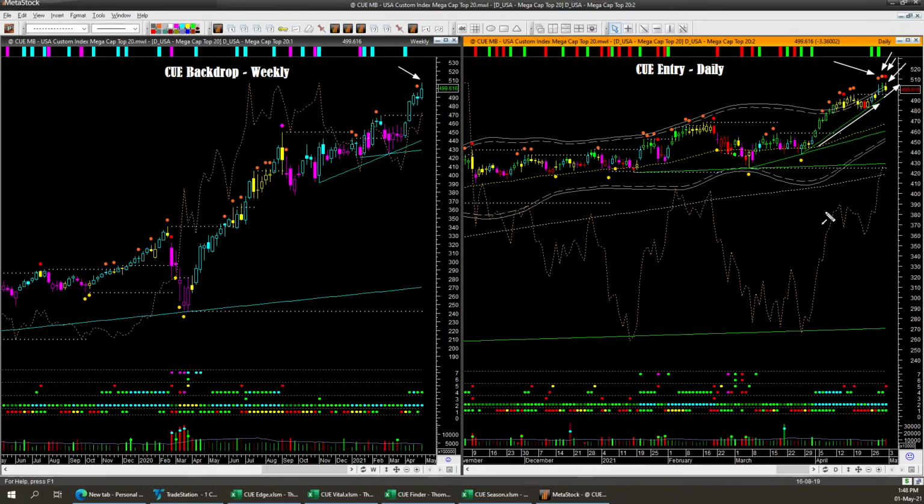Mega Cap Top 20 is bullish. It is at a very high price level showing indecision, but it is bullish, not even moving sideways.